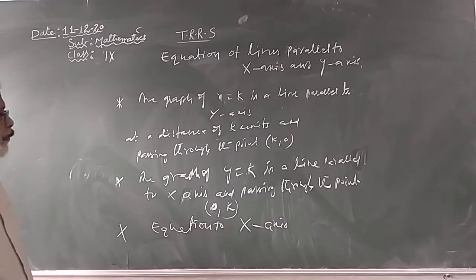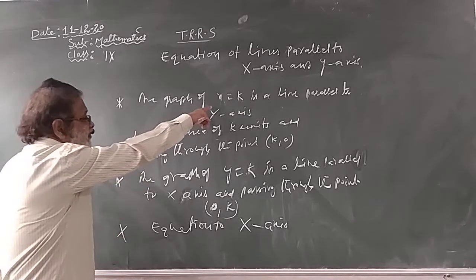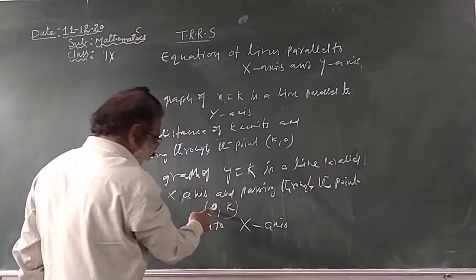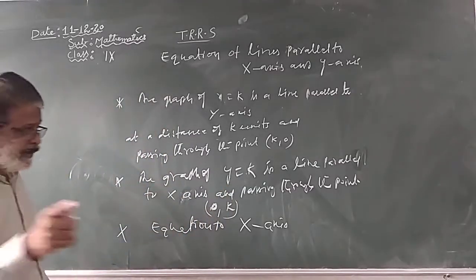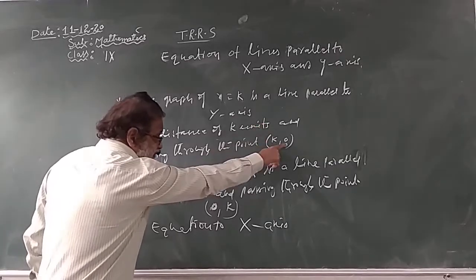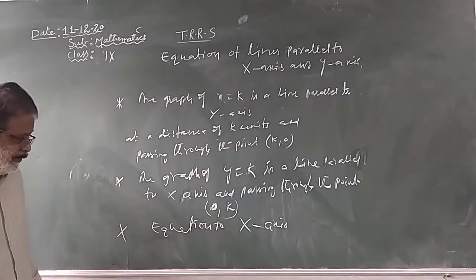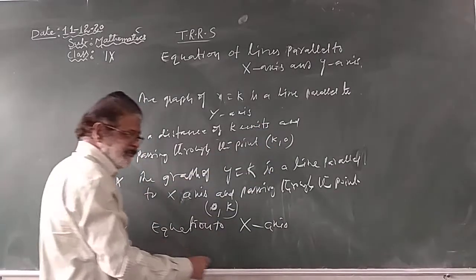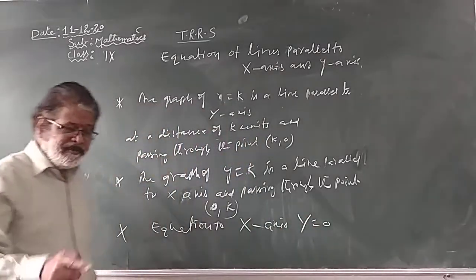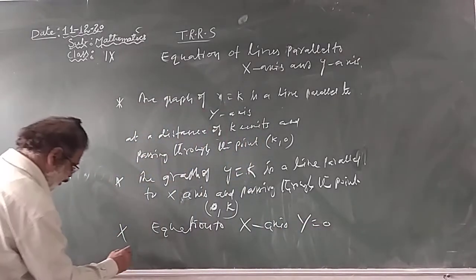Passing through 0 comma k. The graph of x equal to k is parallel to the y-axis. Parallel to x-axis means y is constant, and parallel to y-axis means x is constant; the other will be constant. So the equation of the x-axis is y equal to 0.